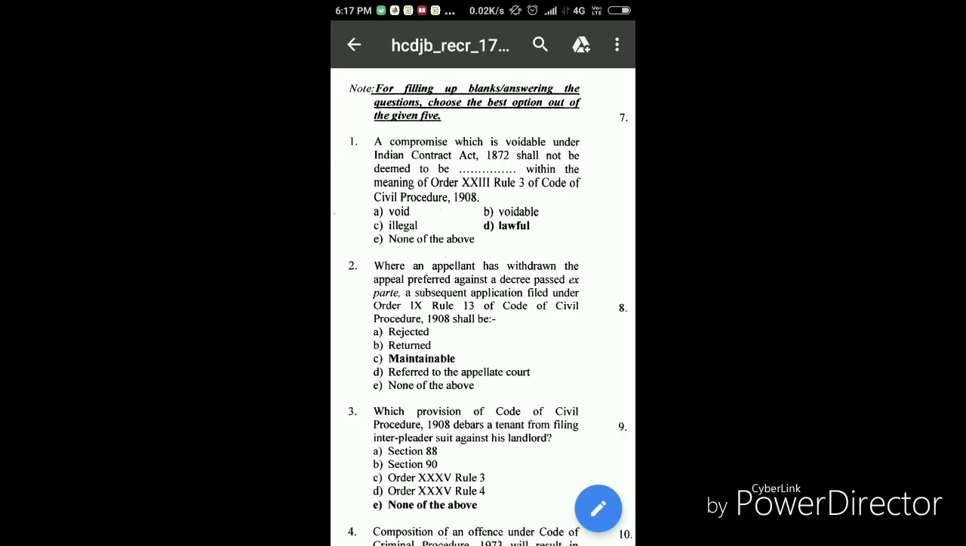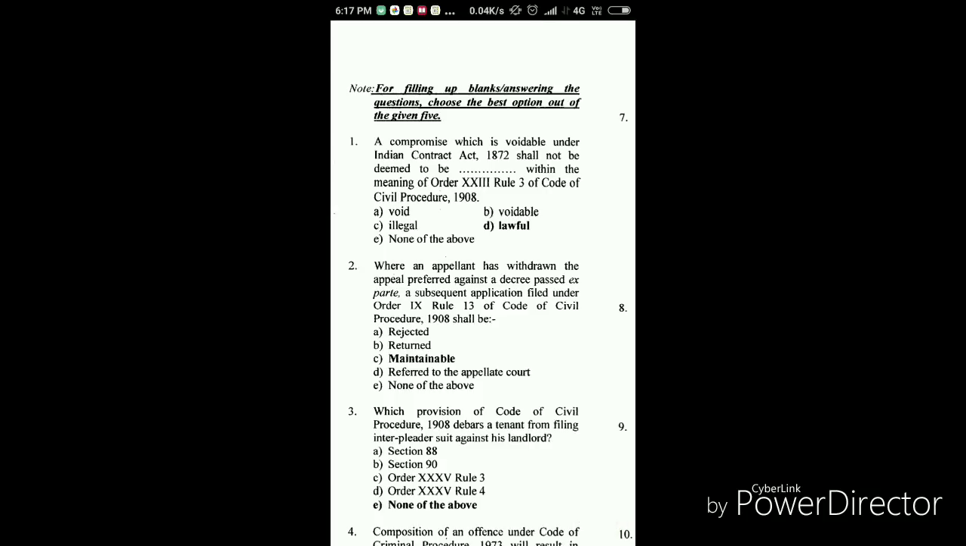Most of the questions asked in this exam are bare act based. If you have a very good command of the bare act, then you can easily crack this exam. The second category is case law based questions. If you have a good command of case law, then it will also be easy for you. For case law, you have to go through the Supreme Court or High Courts, especially the Punjab and Haryana High Court, the landmark judgments, whichever they are.